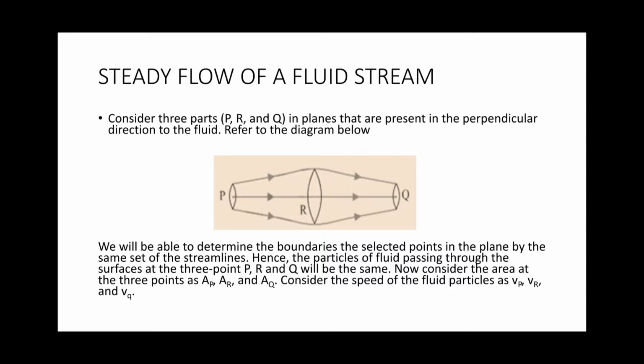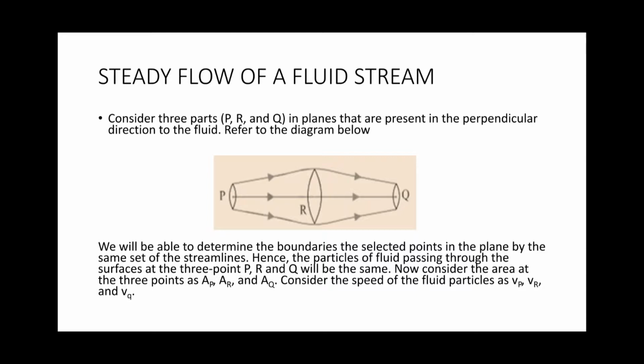Here is another representation of the steady flow line. Consider three parts P, R, Q in planes that are perpendicular to the direction of the fluid. As you can see, it has the same direction but different size. We will be able to determine the boundaries of the selected points in the plane by the same set of streamlines. Hence, the particles of fluid passing through the surfaces at the 3 points P, R, and Q will be the same.